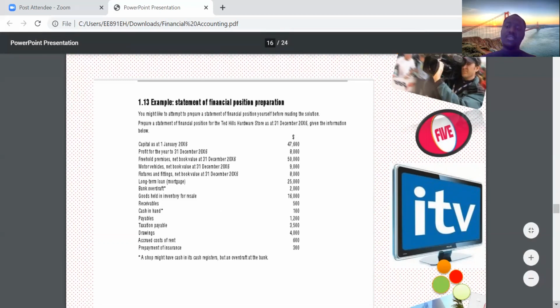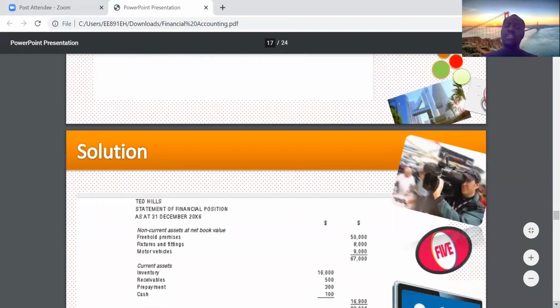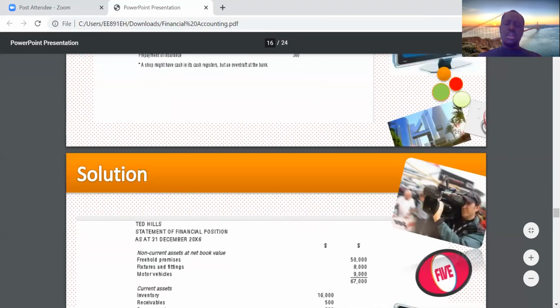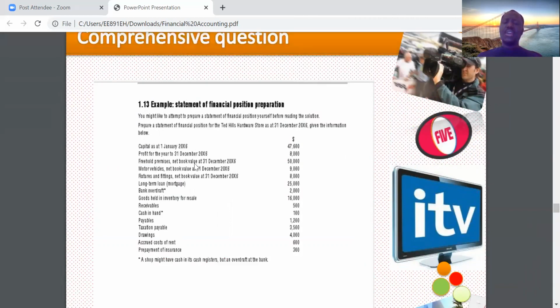Always remember that assets must equal liability. So let's identify the assets here. First, we need to divide it into non-current and current assets. So always start with non-current assets. Very, very crucial. Always start with non-current assets. The first non-current asset you should be thinking about is freehold premises. If you look here, freehold premises has a net book value at 31st December 2006, which is 50,000.